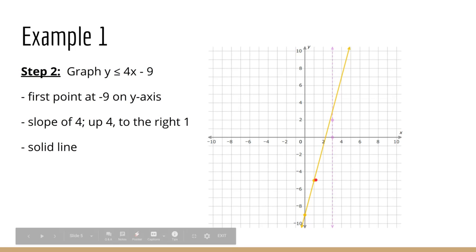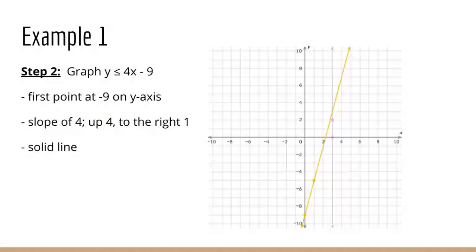We're going to have a solid line because it's less than or equal to. That equal to portion is indicating that we're going to have a solid line. Now, it's less than or equal to. So would I be shading above the yellow line or would I be shading below the yellow line? Take a second and submit your answer.